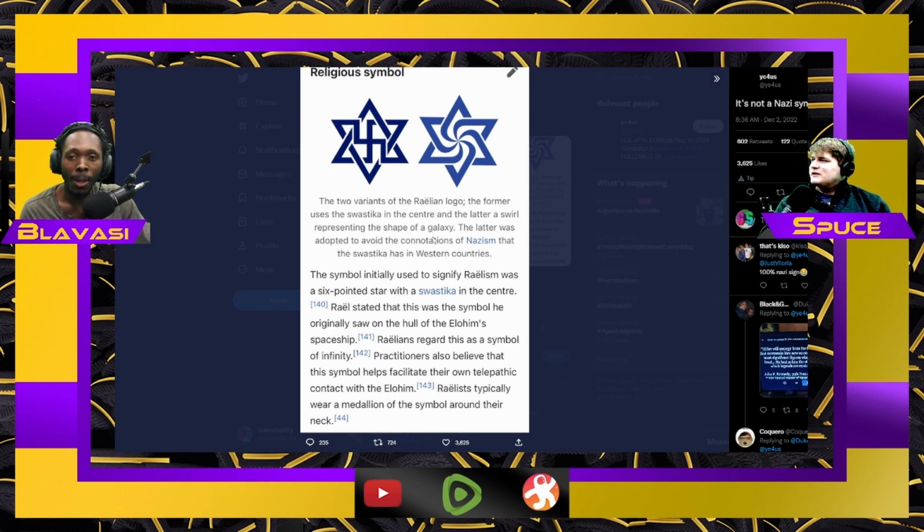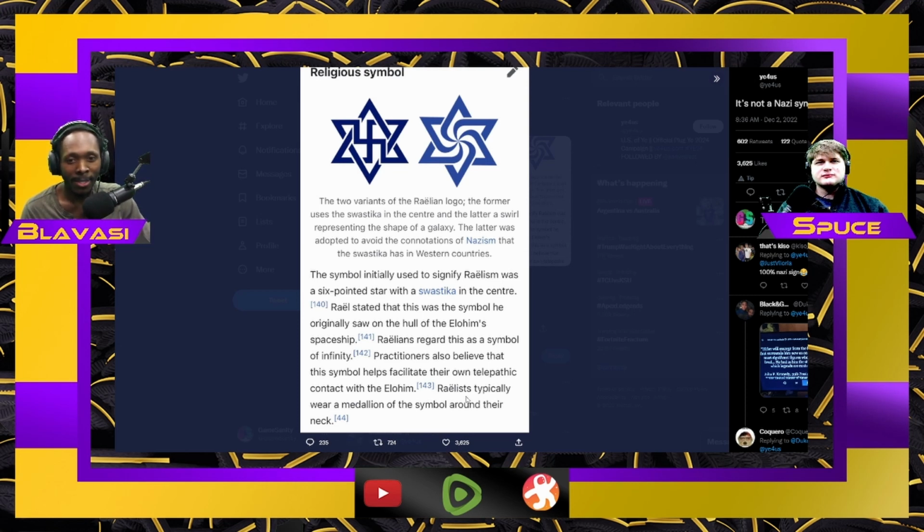So, wait, hold on. The symbol initially used to signify Raelism, I think this one is actually the symbol, but they just changed it to make that one. Rael was a six-pointed star with a swastika in the center. Rael stated that this was a symbol he originally saw on the hull of the Elohim spaceship. Raelians regard this as a symbol of infinity. Practitioners also believe that this symbol helps facilitate their own telepathic contact with the Elohim.